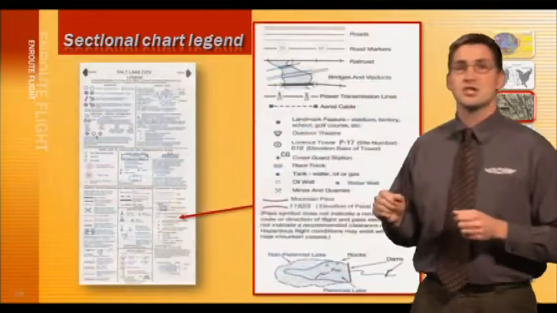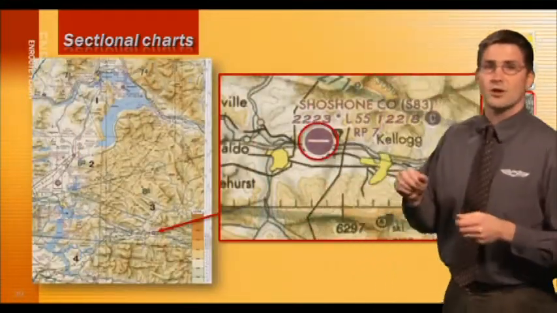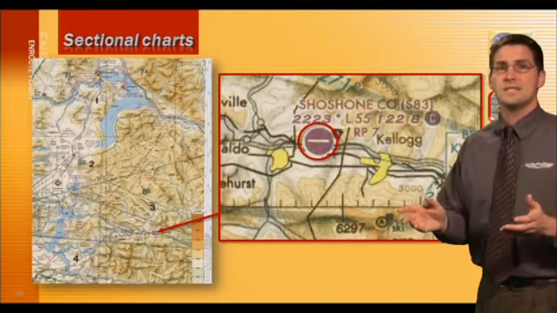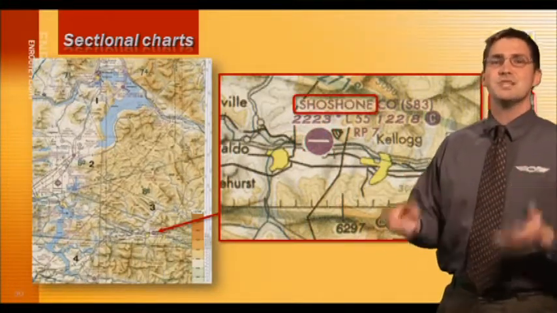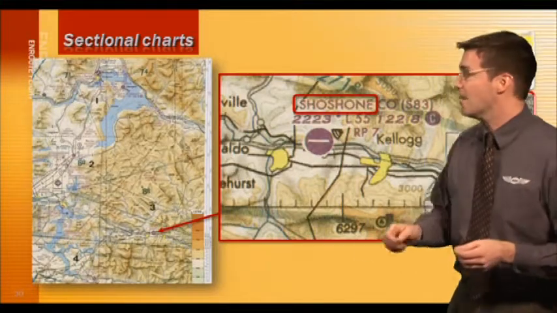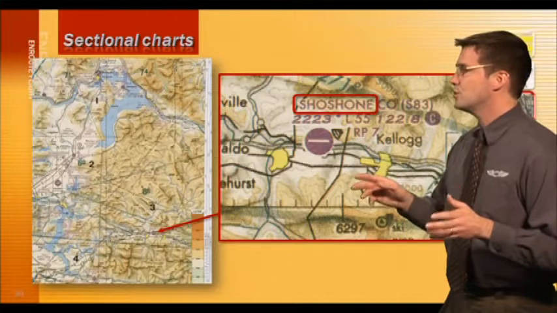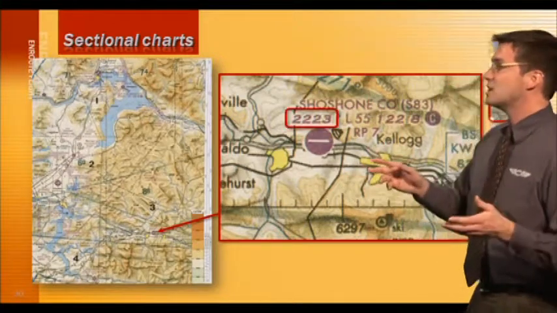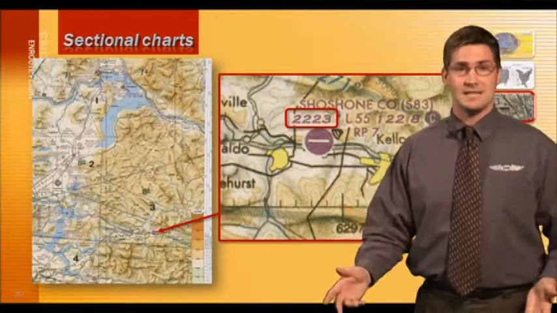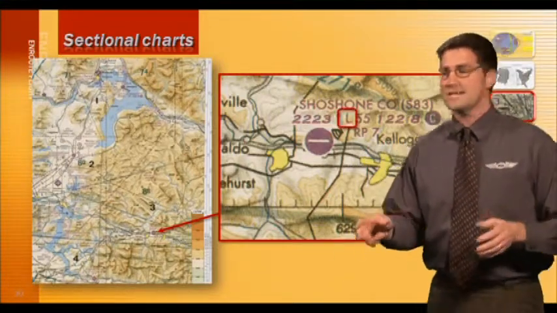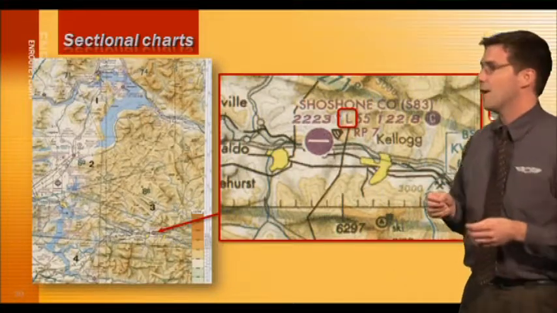Now, this is Shoshone County Airport, and it's identified by a magenta circle with a line that shows orientation of the runway. Shoshone County Airport also has an information box which provides details about that particular airport. The first number is 2223. It's the elevation of the airport, which is 2,223 feet above sea level. Now, the L that we see indicates that this airport has lighting, or lights for nighttime operation.